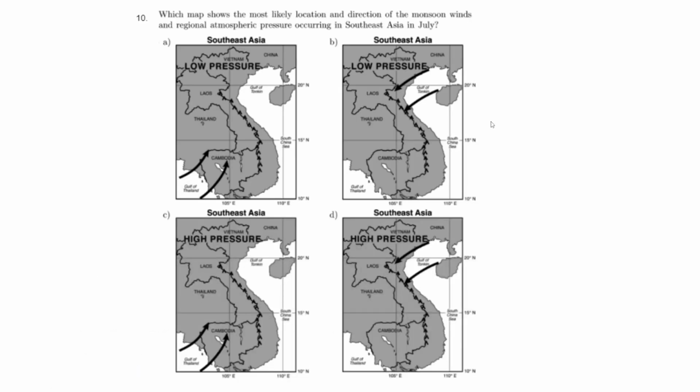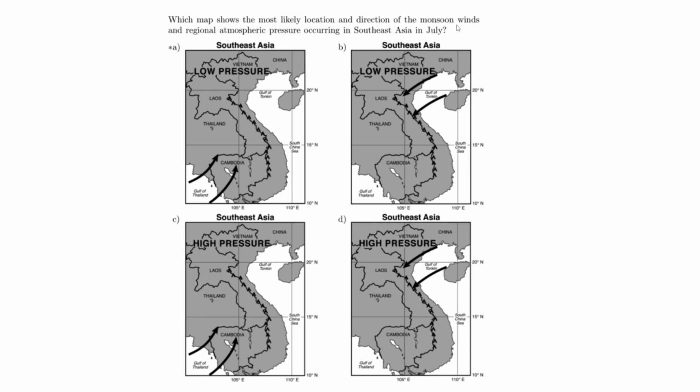Try number 10, pause this video. Which map shows the most likely location and direction of the monsoon winds and regional atmospheric pressure occurring in Southeast Asia in July? The correct answer is A. It's July. It's summertime, right? So that means in the summertime, the land will be warmer and the ocean will be cooler. The land will be warmer, so it has low pressure, and the ocean will be cooler, so it will have high pressure. Winds will move from high to low pressure, or in other words, from the ocean towards the land, and it will bring moisture with it, causing lots of rain.